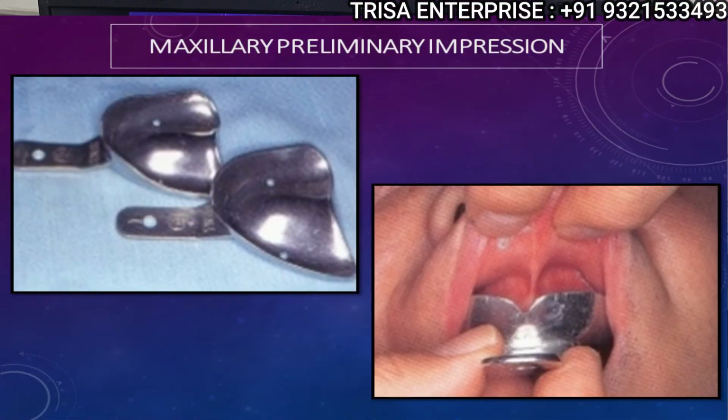Moving on to the next part, that is the maxillary preliminary impression. The steps remain the same. You have to select the accurate size of the tray such that the tray is seating well with adequate clearance of 5 mm between the ridges and the metallic tray. Posteriorly, in this area, you should make sure that the tray border is covering the hamular notch and the maxillary tuberosity.